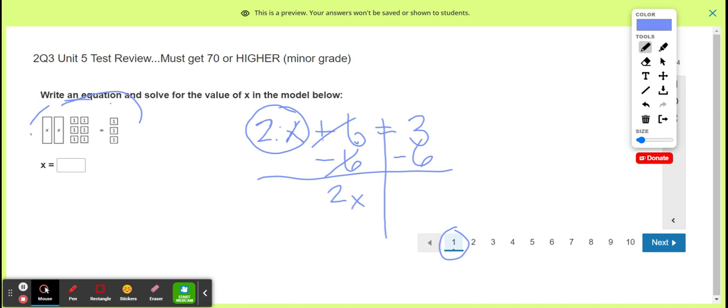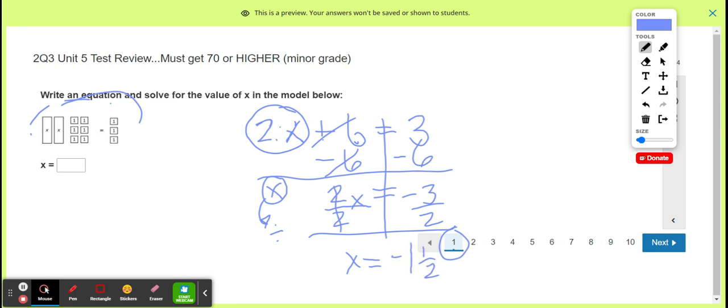Bring your variable term down to step 2. And if you have positive 3 and subtract 6, you're going to end up at negative 3. So then down here, step 2, we're multiplying by 2. So we're going to divide to solve. Divide both sides by 2. So now we have x is equal to negative 1 and 1/2 or negative 1.5.